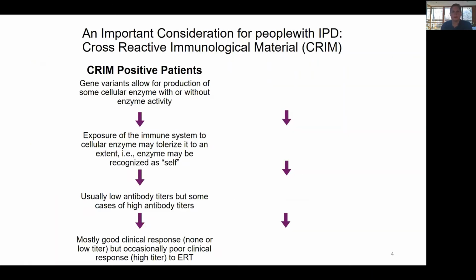One important piece to consider as we're talking about Pompe disease, especially infantile onset, is the characterization of CRIM status, or cross-reactive immunological material. There's two types, CRIM positive and CRIM negative. CRIM positive patients have gene variants that allow for production of some enzyme with or without the enzyme activity. And when the immune system is exposed to the enzyme, it may tolerize and then recognize the enzyme as self. Usually these patients who are CRIM positive have low antibody titers, and most have good clinical response, but there is an occasional poor clinical response, patients that have high titers to ERT.